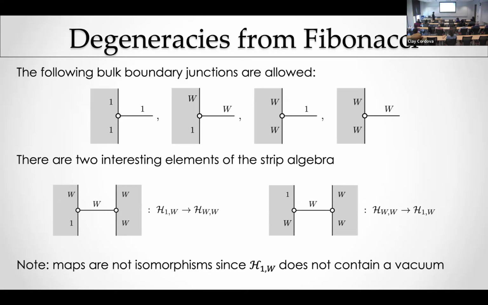Okay. And then there are these two interesting elements of the strip algebra. Remember, we're trying to study representations of the strip algebra. These are the two elements that you need to think about. So one of them is a map from a soliton sector to a particle sector, and the other is a map from a particle sector to a soliton sector. And these maps are not isomorphisms, but they do commute with the Hamiltonian.